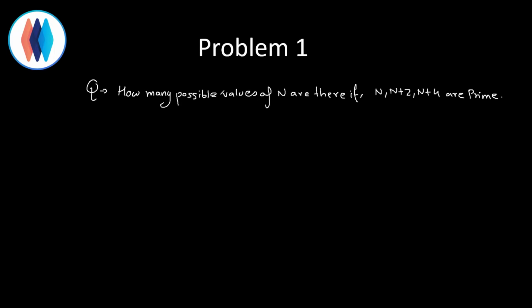So here we have the question. How many possible values of n are there if n, n plus 2, n plus 4 are prime numbers? Obviously most of you would just try these numbers and say, okay, yeah, this is one possible solution. But the question is, how many values of n? In this case, n has the value of 2. But is there any other possible value or not?